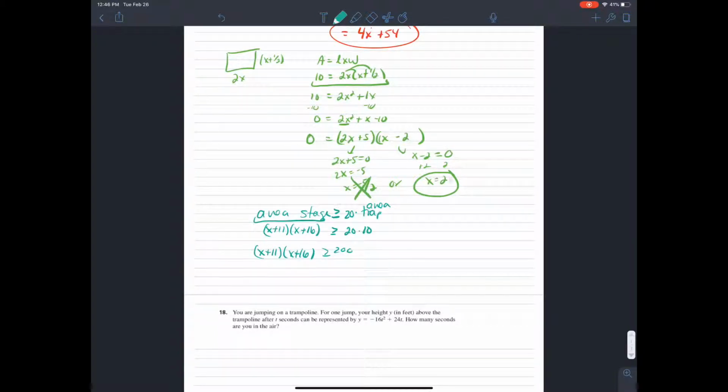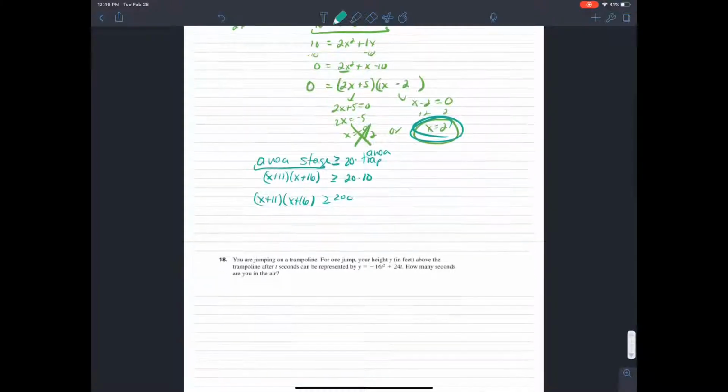Now the good thing for me is I know what x is, right? We just figured that out. x is 2. So let's plug that in. So 13 times 18 should be bigger than or equal to 200. 13 times 18 is 234. So the area of the stage is at least 20 times bigger than the area of the trapdoor. So yes, it does meet those requirements.